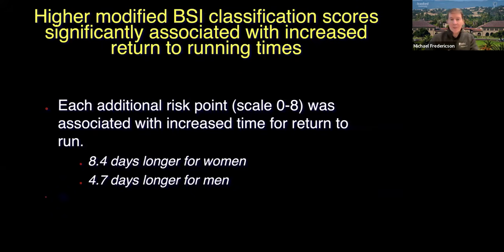So just as an example, each additional point on that scale, once you add up the points, is associated with increased time for return to run. For each additional risk, we found that it took 8.4 days longer for women and 4.7 days longer for men. I don't have a good explanation in terms of why the women took longer than men, possibly because they had higher triad risk assessment scores.